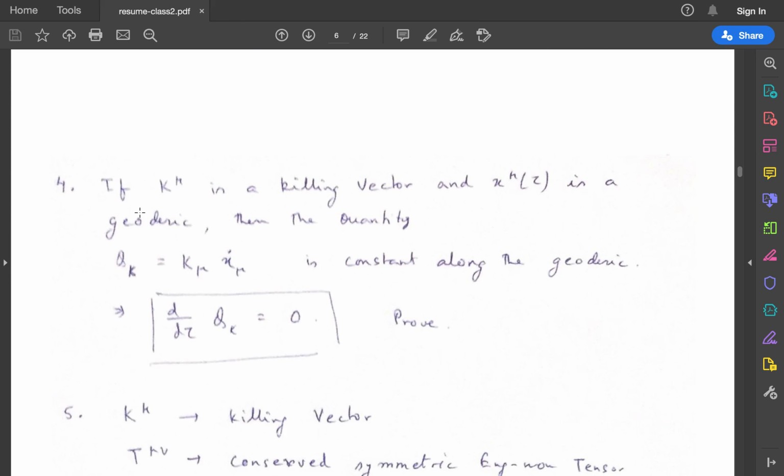Another thing you have to prove: let us say that k mu is a Killing vector and x mu is a geodesic. Then consider the quantity constructed from the Killing vector and the derivative of the geodesic, let us say it is q_k. You have to prove that this q_k is constant along the geodesic. That means del by del tau of q_k equals 0.